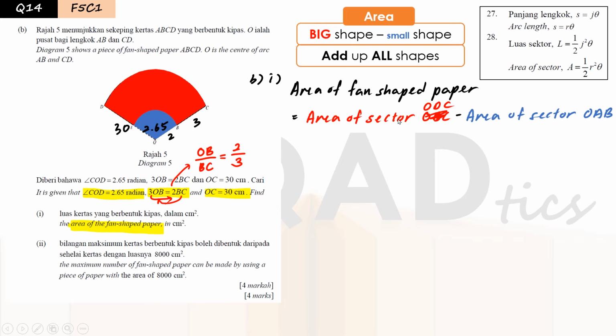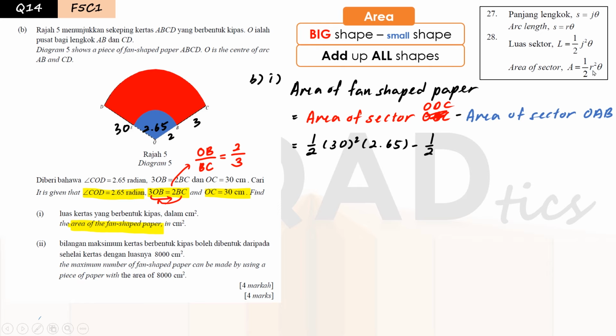Alright, so let's start off with finding the area of sector ODC first. So 1 over 2 times the radius of the sector, which is 30, squared, and multiply with theta, the angle here, which is given as 2.65. Alright, and for the area of the small sector OAB, same thing as well, minus 1 over 2.